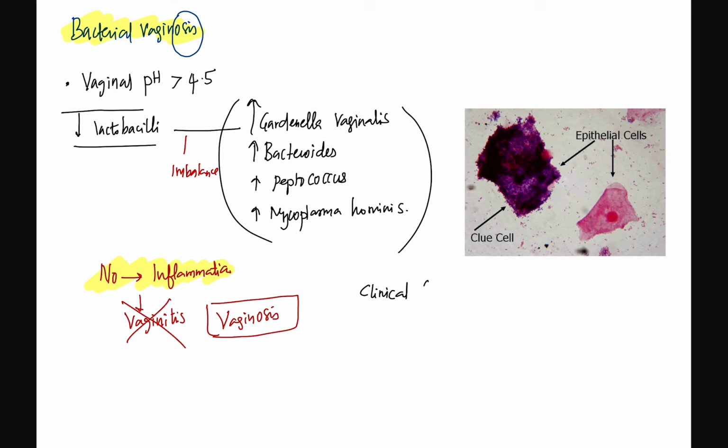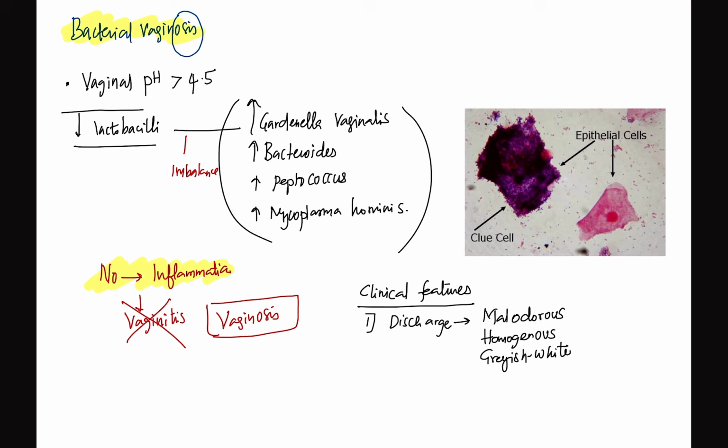The clinical features which we can expect in case of bacterial vaginosis are, first and foremost, vaginal discharge. And this discharge is malodorous, that is, bad smell. Malodorous vaginal discharge, and it is homogeneous. And what is the color? Color is very important to rule out in the option. It is grayish white in color, malodorous, homogeneous, and it is adherent to the vaginal wall. It is attached to the vaginal wall.